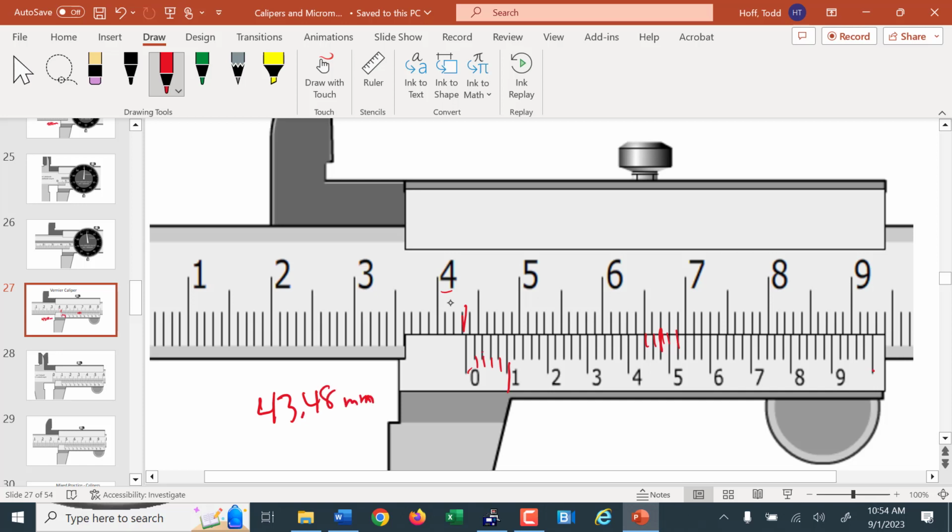That was one of the problems with the vernier: there's 2 or 3 lines that line up. You just have to pick one. Usually it's 3 lines, you pick the middle one, but sometimes there's some guesswork involved in it.